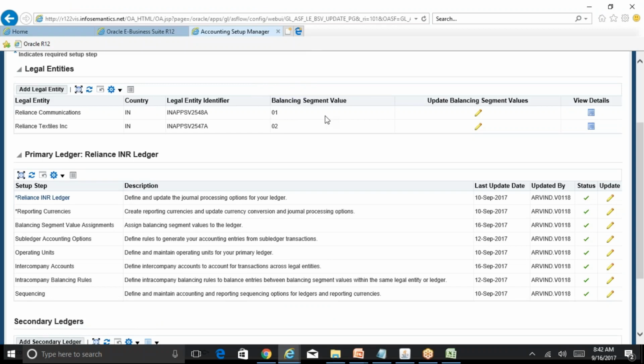In that scenario, let's assume that in Reliance Communication, I have 01 and 010 assigned as multiple balancing segments. Then any journal you raise with 01 and 010 in the journal entry screen, we'll call it an intra-company journal, right? Exactly, intra-company journal. Yes, because these two are associated to the same legal entity and also under the same ledger, so we can call it intra-company. Correct? Yes.